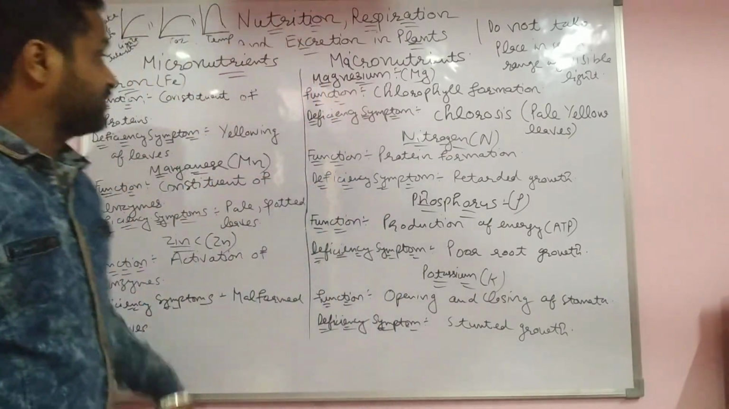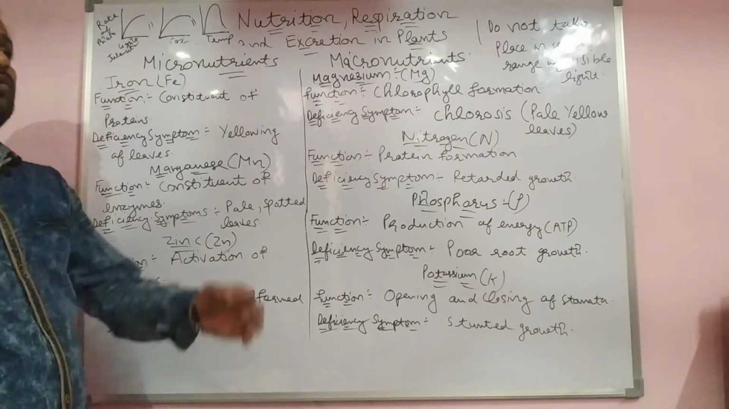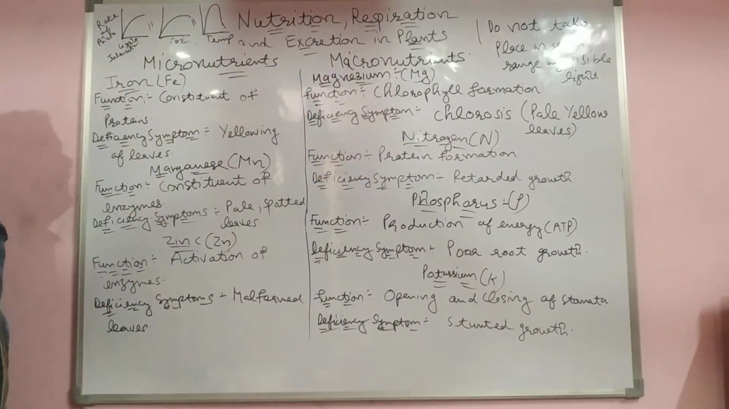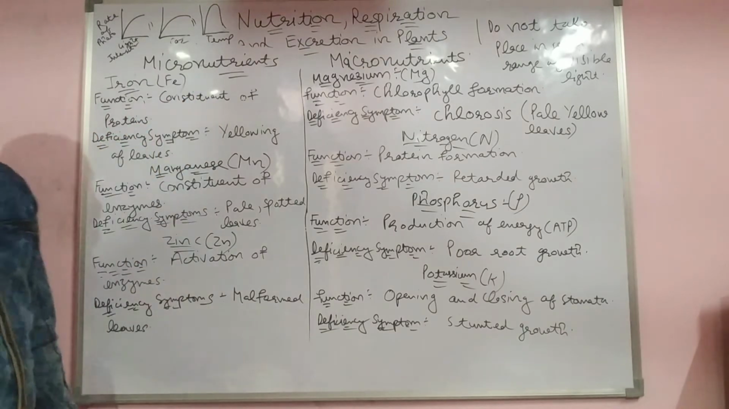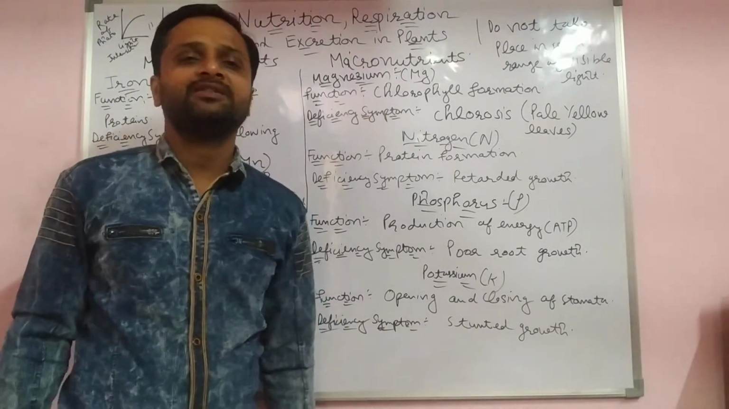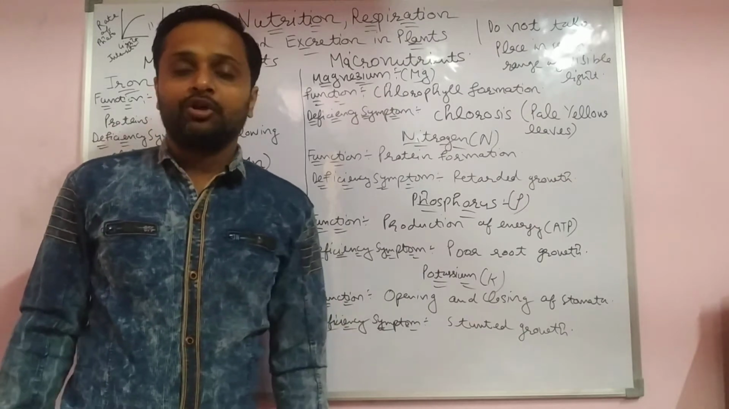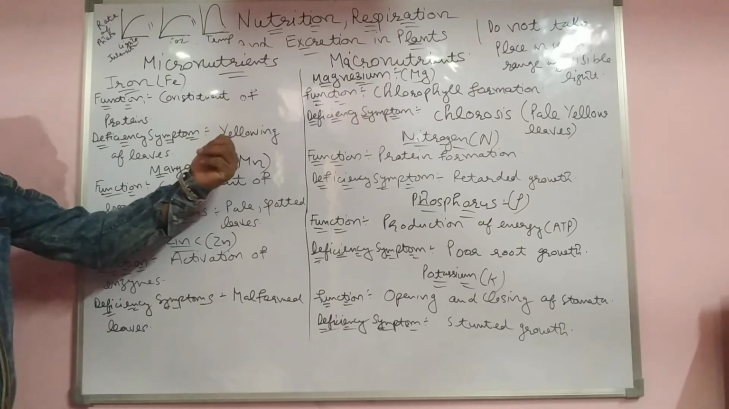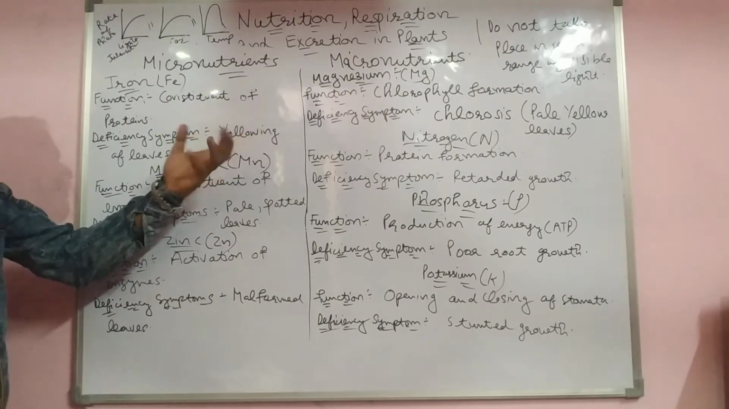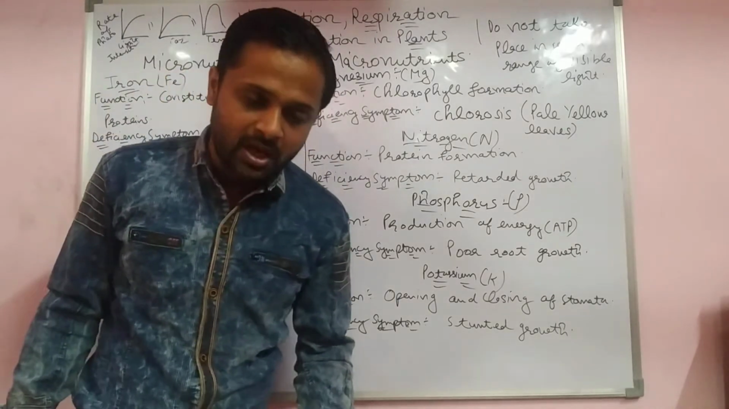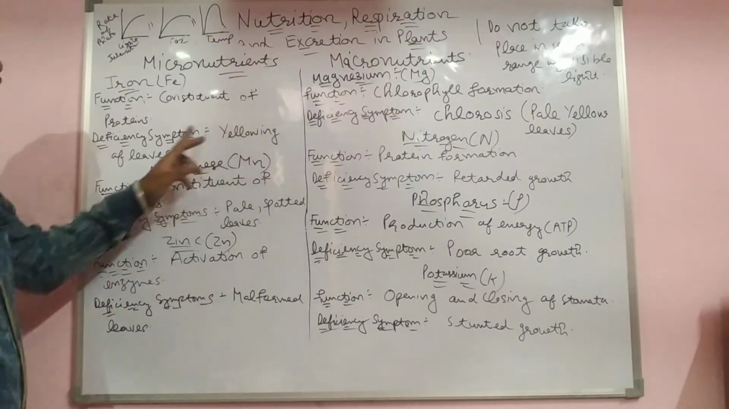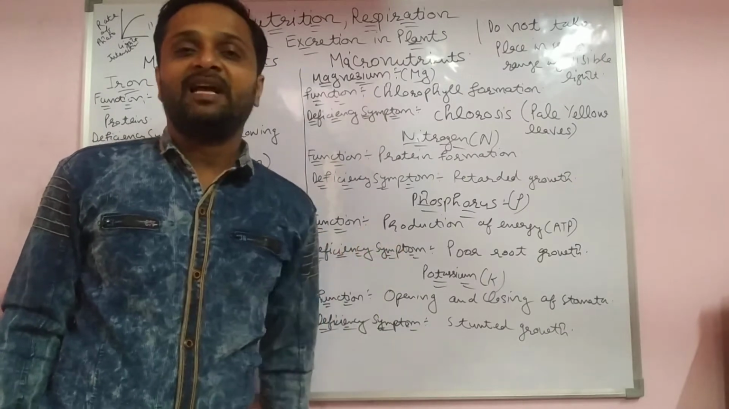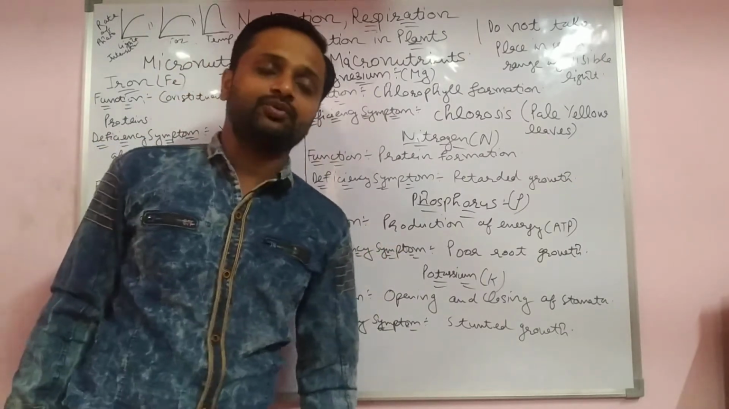But firstly we discuss the micronutrients, which plants require in small quantity, students. First is iron. Iron is a constituent of protein. Iron helps to make protein. What is the function of iron? Formation of protein, students. Second is the deficiency symptom. If there is a deficiency of iron in the plant, how do you know about this? Yes, yellowing of the leaf. If leaves become yellow, it means there is some deficiency of iron, students.